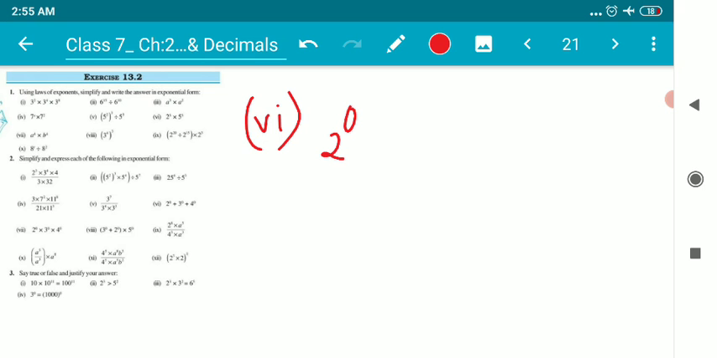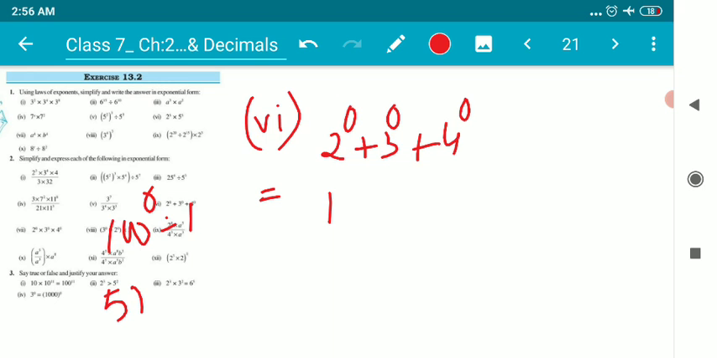2 to the power 0 plus 3 to the power 0 plus 4 to the power 0. Children, don't be afraid seeing the power as 0 for such numbers. Any number to the power 0 means 1. Simply keep in your mind, any number in the world to the power 0 means 1. That's all. If I say 100 to the power 0, it means 1. If I say 57 to the power 0, it means 1. Any number having the power 0 results in 1.